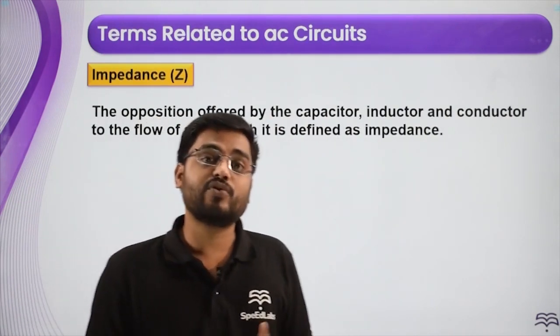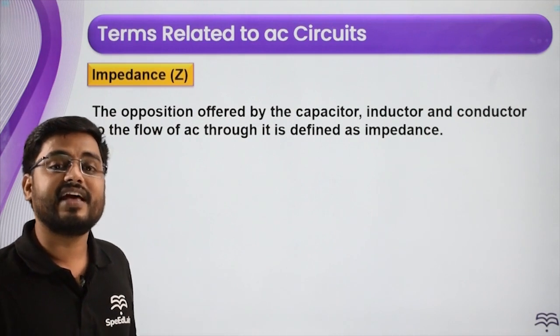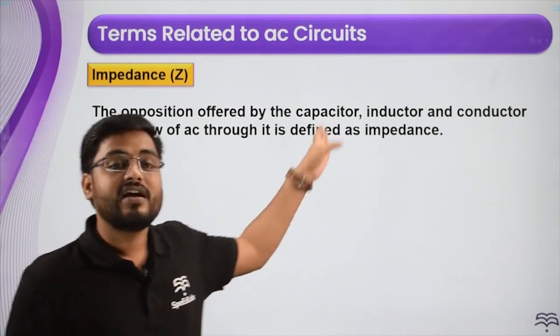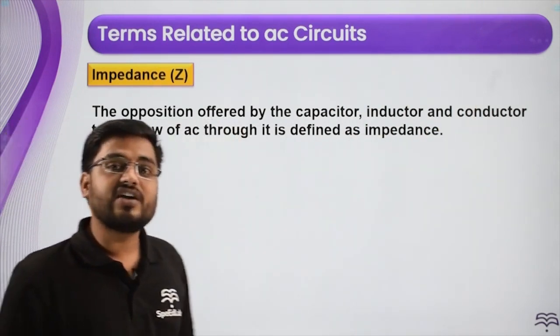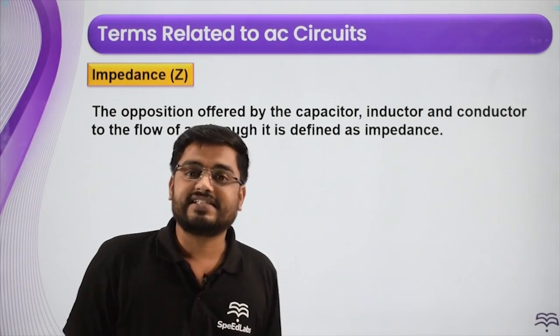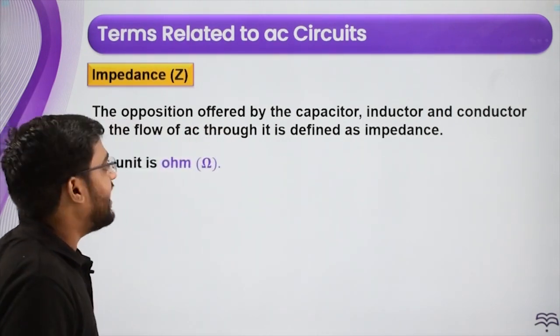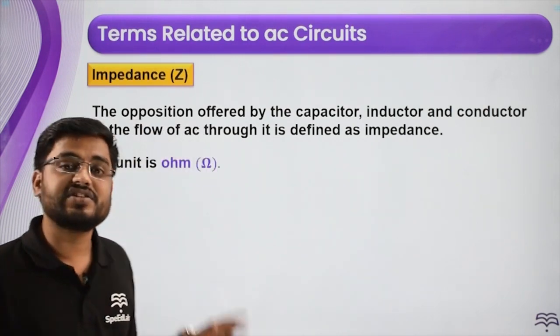So if we go by the definition, this is again opposition, but when there is a conductor, a capacitor and an inductor as well, it is the opposition offered by the capacitor, inductor and the conductor to the flow of charge when it flows in an AC circuit. Now, the SI unit of impedance is the same as resistance. So this is just ohm.